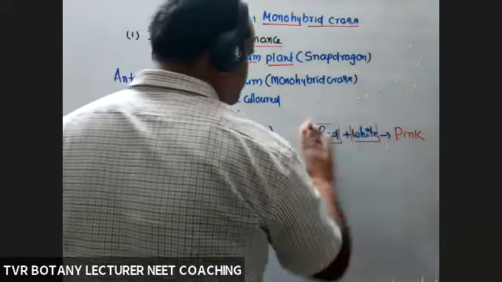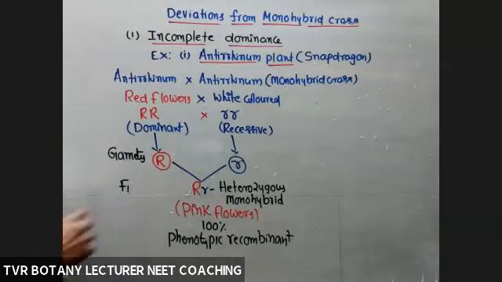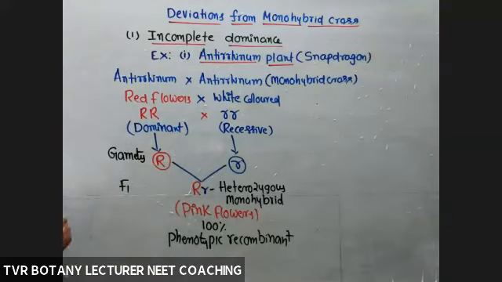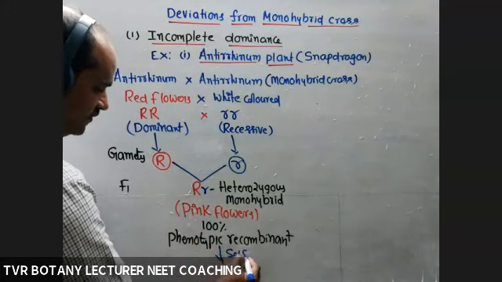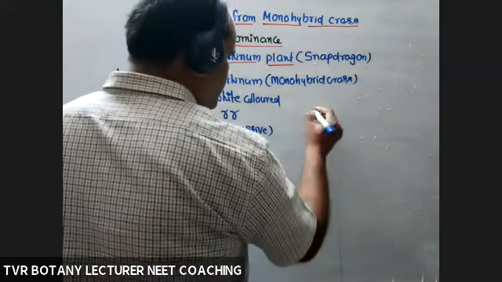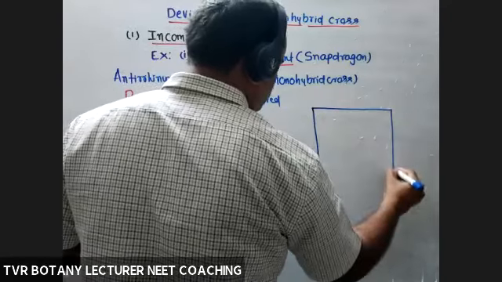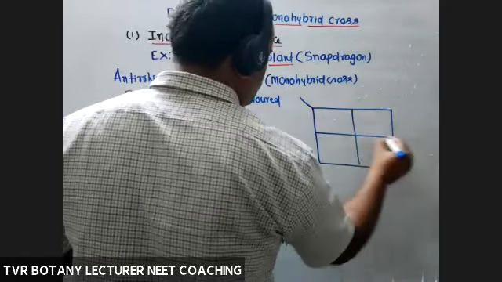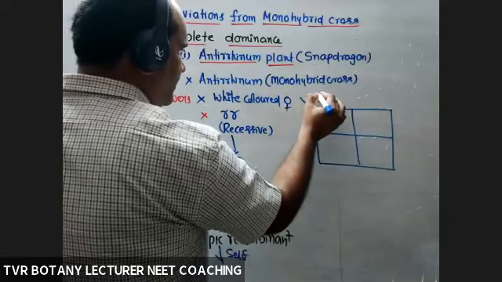Next. Now it is subjected to self-pollination. Here, artificial xenogamous type of cross-pollination. Now it is subjected to self-pollination. So during self-pollination, what about the types of gametes produced? This side female, here male.